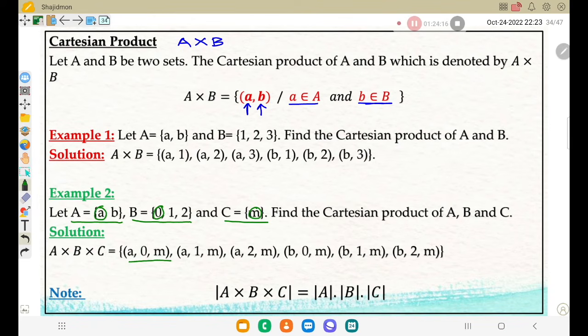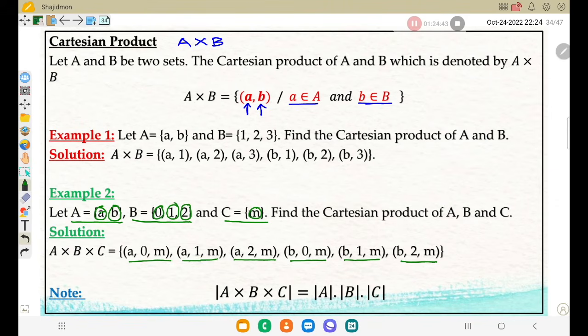So first, a0m. Now again a is the same, take 1 here, so a1m, with only one element m. Then a, take this number 2, a2m. After that go to the second element b, so b0m, b1m and b2m. So how many elements in total? 6 elements.